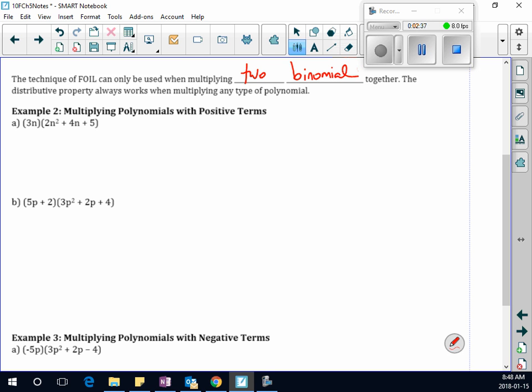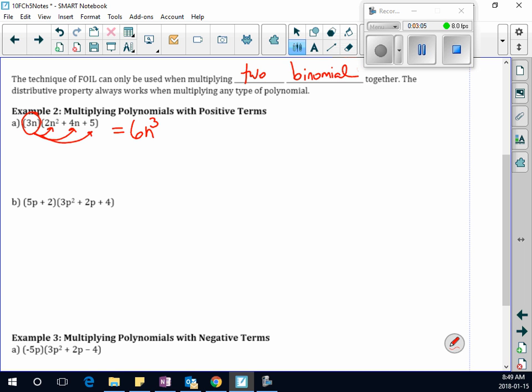So what we're going to do, and this is slightly what we did in grade 9, one term times all three, except maybe we have a different exponent here. So what's 3n times 2n squared? 3 times 2 is 6. Do you remember the exponent laws? If I'm multiplying n times n squared, that's n to the power 1 times n to the power 2. And you add the exponents, you get n to the power 3.